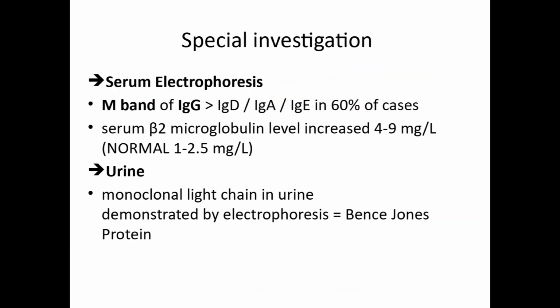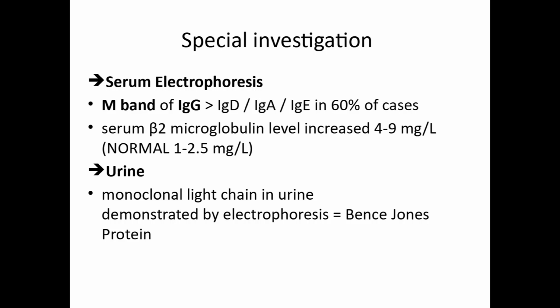Two investigations we can do. The first is serum electrophoresis, a very important investigation. Here you'll see an M band in the electrophoresis strip and an M spike in the graph. M band is basically increased levels of immunoglobulin G. Most of the times it is immunoglobulin G. Sometimes immunoglobulin D, A and E can also be increased.